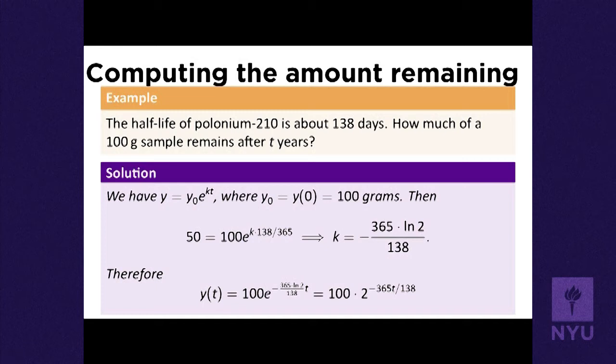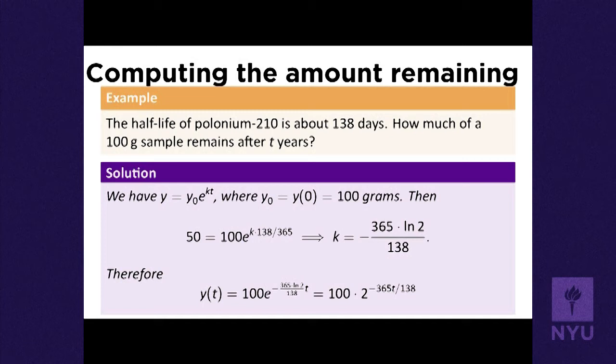or a function where the input is measured in years. Okay, so 50 is 100 e to the k times 138 divided by 365. That's an equation for k. Divide everything by 100, you get 1/2 equals e to the k times 138 over 365.